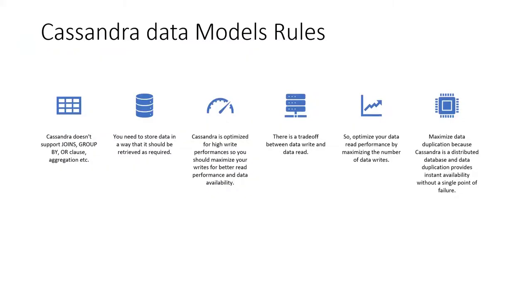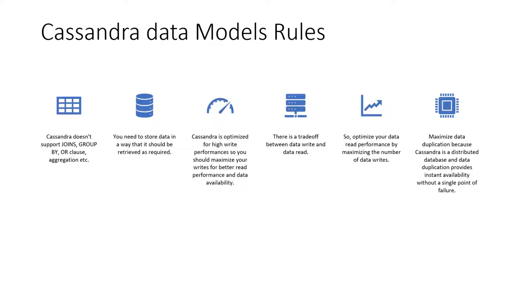Cassandra data model rules. Cassandra doesn't support joins. It doesn't support grouping. It doesn't support the OR clause or aggregation, etc. So you need to store the data in a way that it can be retrieved as you require, because you cannot combine two or more related data, right?